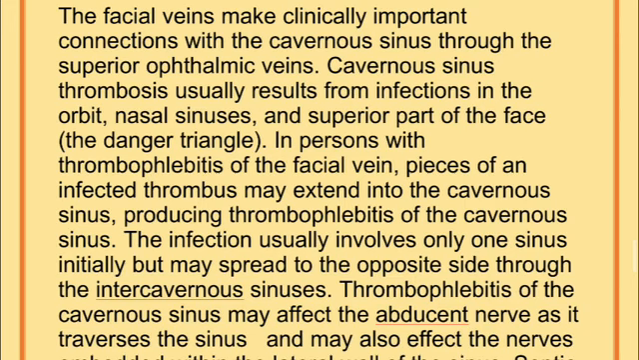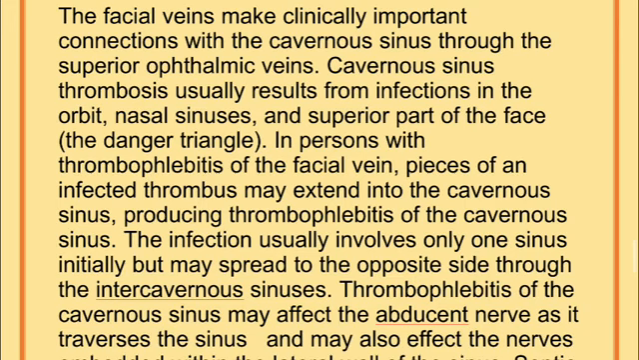So, cavernous sinus thrombosis. Cavernous sinus thrombosis usually results from infections in the orbit, nasal sinuses, and superior part of the face, what we call the danger area. So in persons with thrombophlebitis of the facial vein, pieces of an infected thrombus may enter into the cavernous sinus, and this causes thrombophlebitis of the cavernous sinus. The infection usually involves only one sinus at first, but may spread to the opposite side through the intercavernous sinuses.